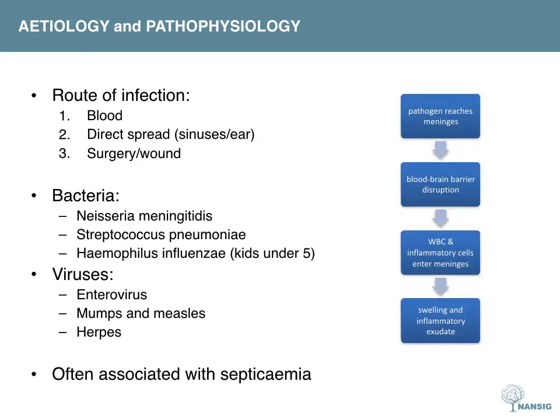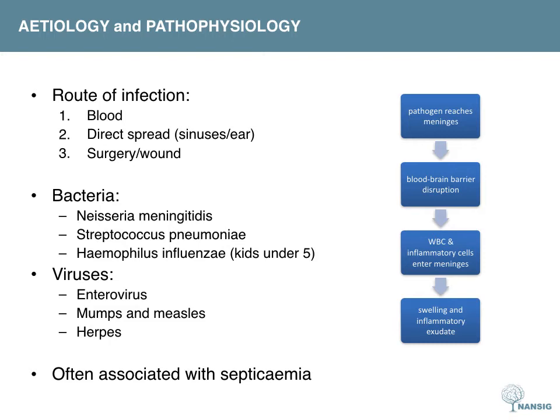Pathogens can reach the meninges via different routes. The most common is through the blood, with the pathogen entering the bloodstream at a distant site. Direct spread can also happen from spaces that communicate with the meninges, such as the sinuses and the ear. Similarly, recent neurosurgical and ENT procedures or wounds on the scalp or back can give a route to the pathogen.